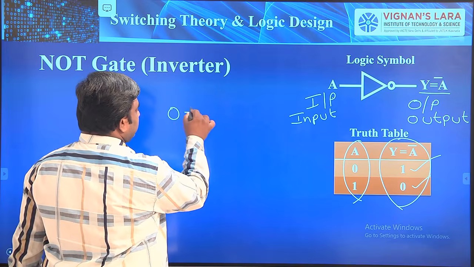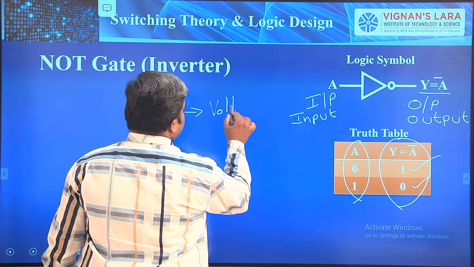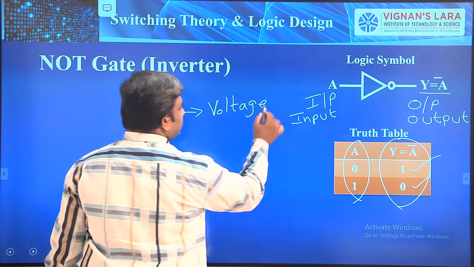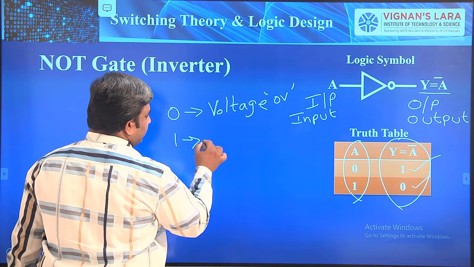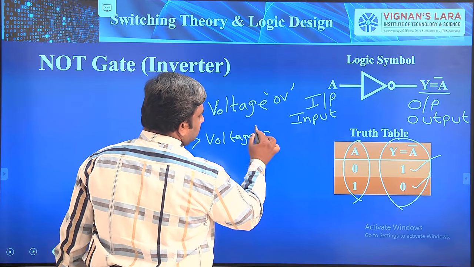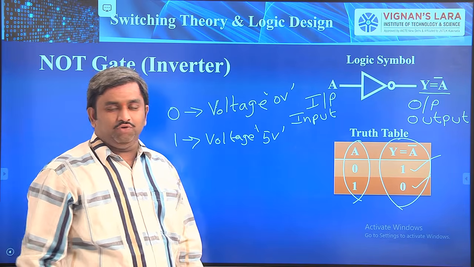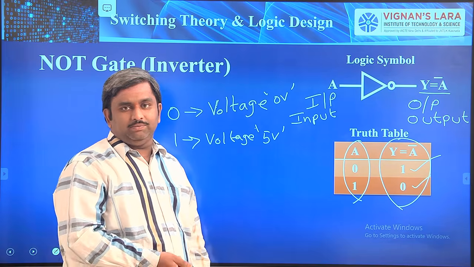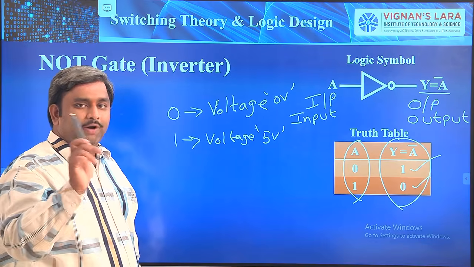Here 0 is nothing but voltage, 0 volts. Logic 1 represents a voltage of some 5 volts or 10 volts, depending on the technology. It may be 5 volts, 3.3 volts, 12 volts, it may be anything. That is the high level voltage available in that particular circuit.